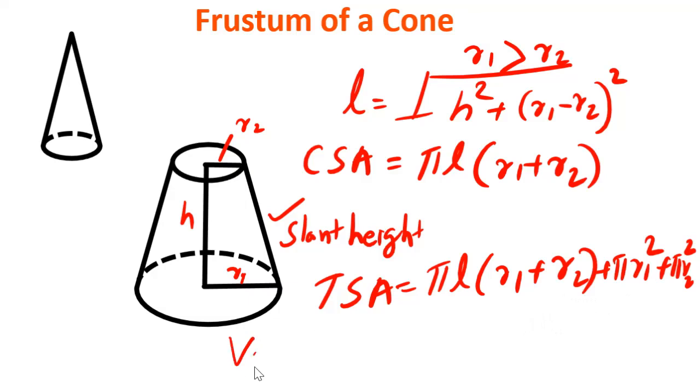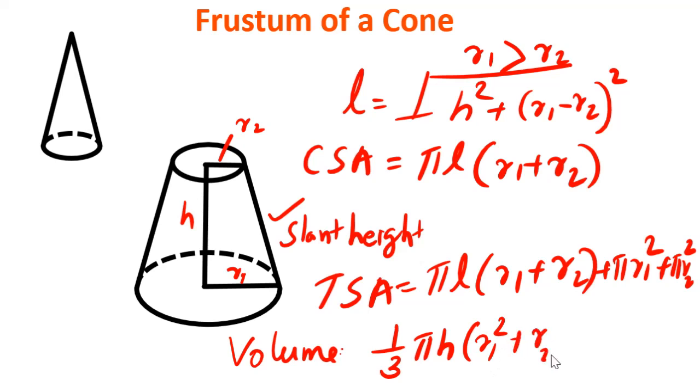And as far as volume is concerned, we had 1 upon 3 pi r square h in the case of a cone. Here also 1 upon 3 pi h remains as it is, but in place of r square we need to have R1 square plus R2 square plus R1 into R2.